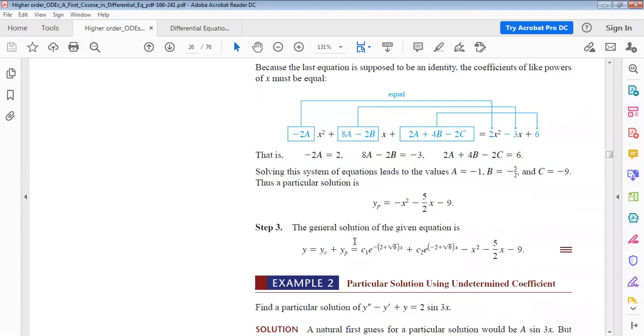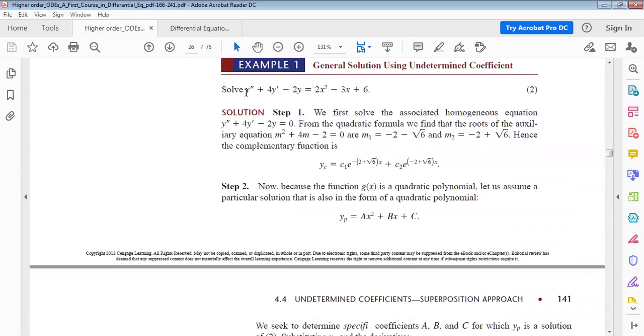So the general solution we can conclude: y equals to complementary function plus particular integral. So this is the complementary function, and this is the particular integral. So this is actually the result of this differential equation by the undetermined coefficients method.